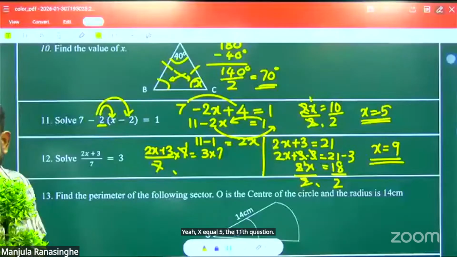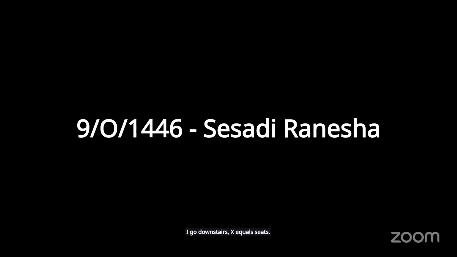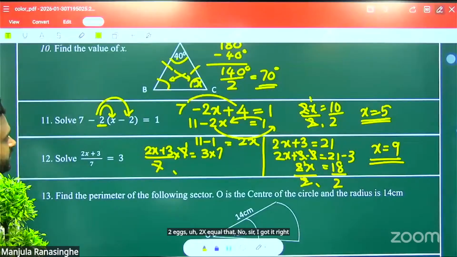So again, tell me what's the issue with you? You got the answer as x = 6. So when you consider it's 2x, 2x equal that. No, sir, I got it right. Thank you. Okay, got it.